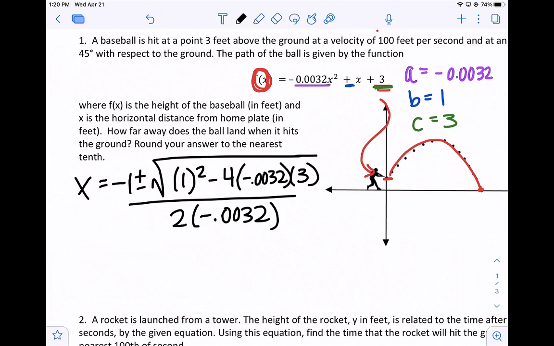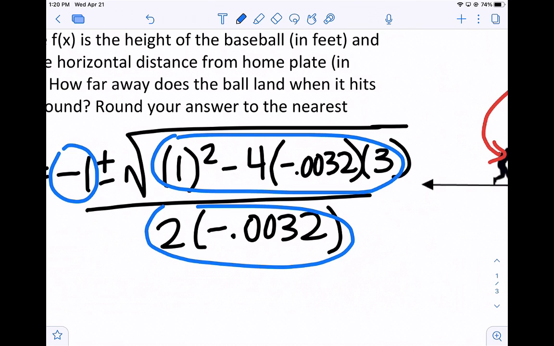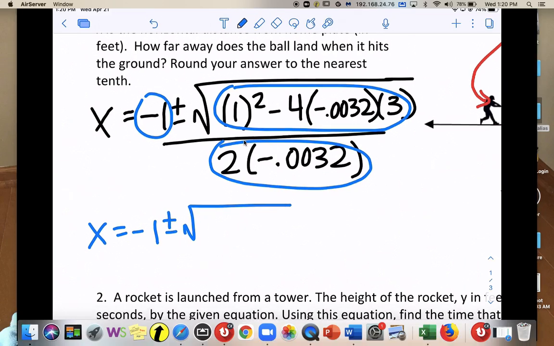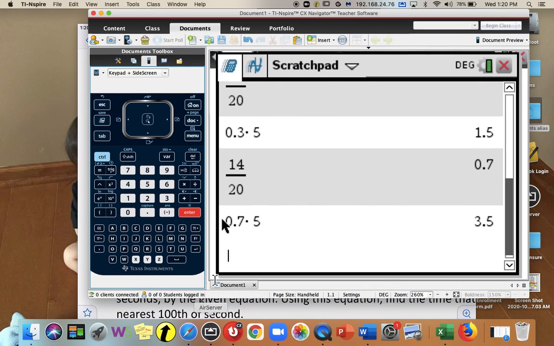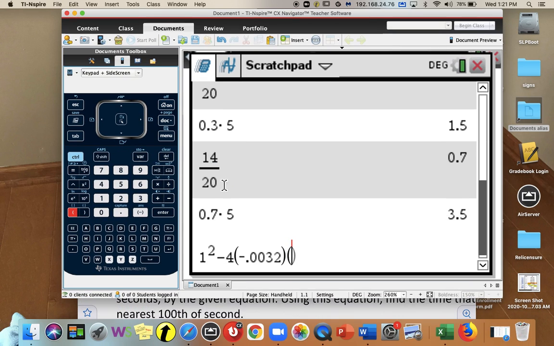Our next step is to solve for the thing under the square root sign, under the radical. It's called the discriminant. If we can get that number, this first number, and this bottom number, then when we type it into our calculator, we're less likely to make an error. So we have x equals negative 1 plus or minus the square root of, and I'll use my calculator. We'll do 1 squared minus 4 times a, which is negative 0.0032, times c, and the c value was 3.